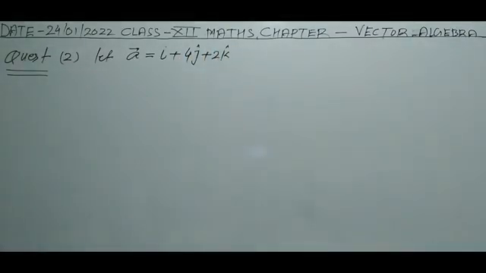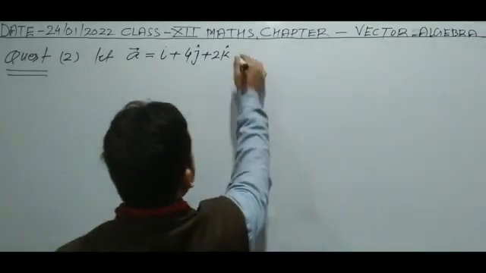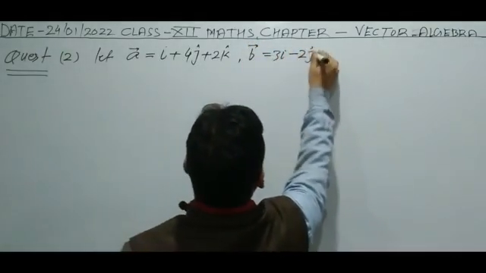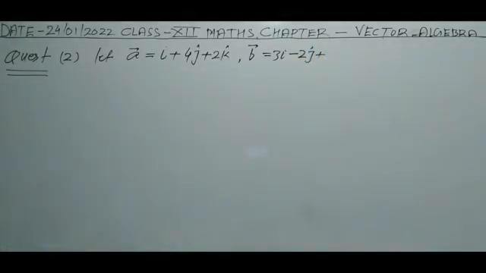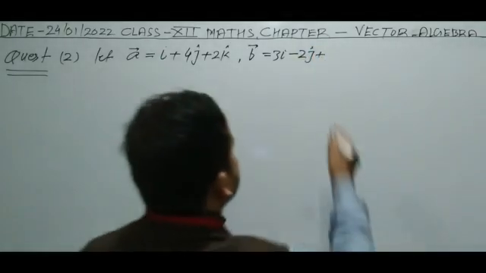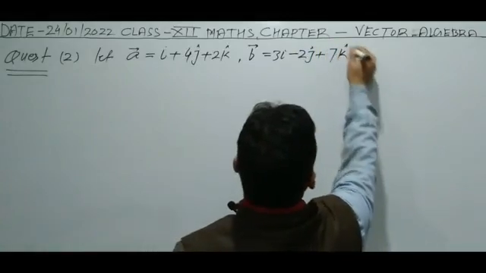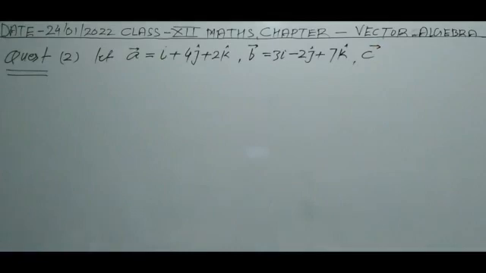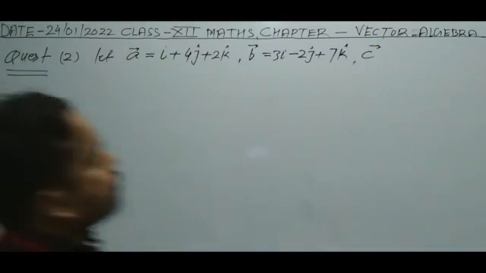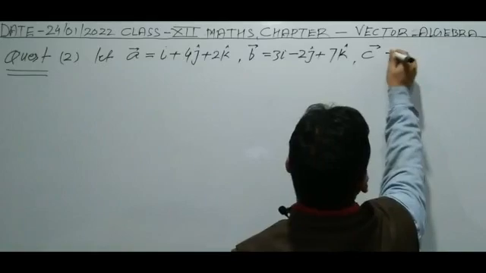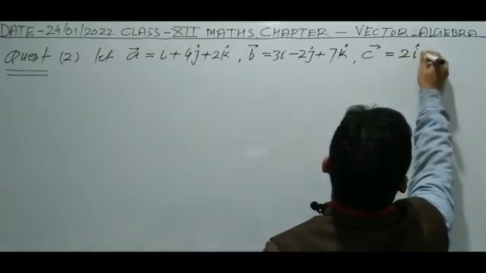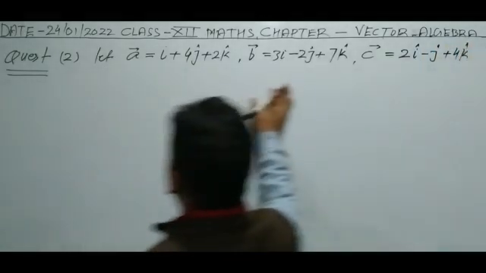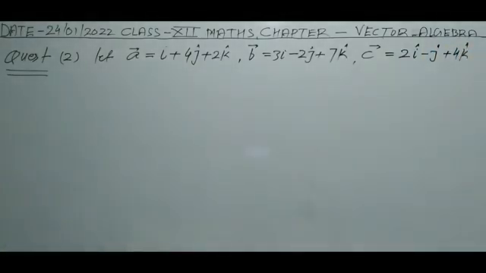Now vector b is equal to 3i minus 2j plus 7k, and vector c is equal to 2i minus j plus 4k. This is the vector we have considered.